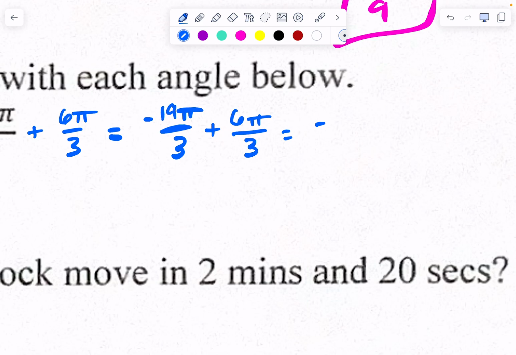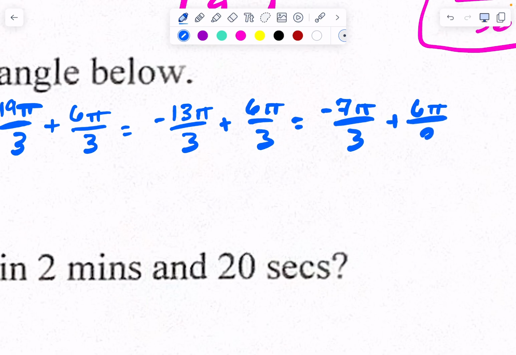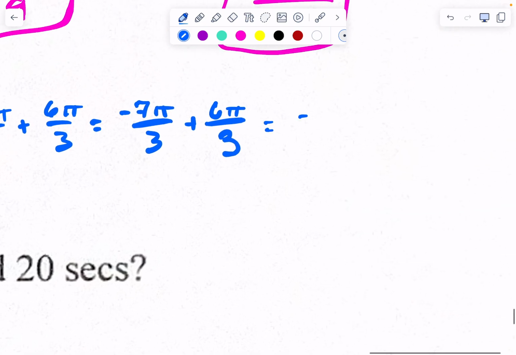Negative 13 pi over 3. I got to keep adding. So add another 6 pi over 3. What's that? Negative 7 pi over 3. Add another 6 pi over 3. You get negative pi over 3. We're so close. Add another 6 pi over 3. And now we get 5 pi over 3.